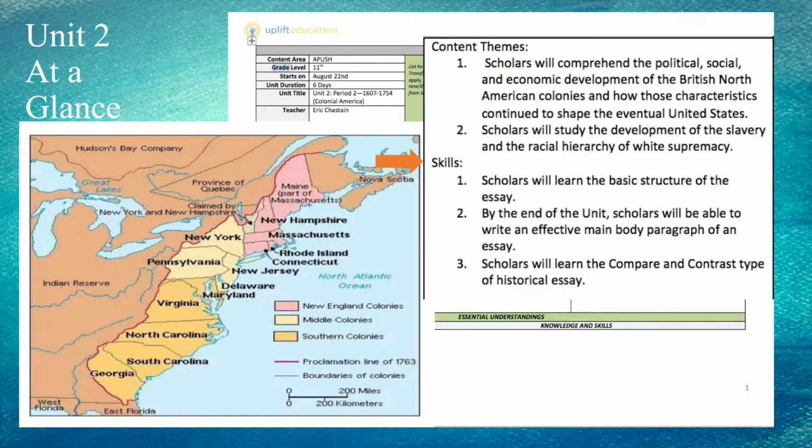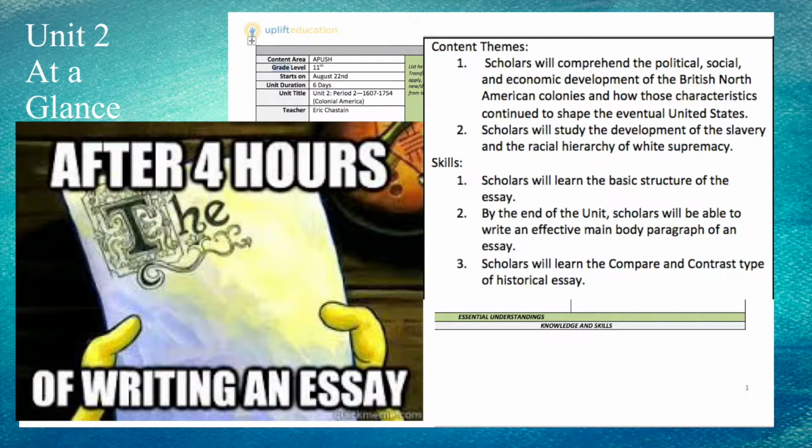Hopefully scholars will be familiar with writing essays from last year. If they are not, this will act as an introduction to essay writing for those who need it, as well as a reteach for those already familiar with the process. The last Unit 1 lesson ended with introducing the thesis. While we will still be working on the thesis in this unit, as well as the whole year, we will also be going over how to write an effective main body paragraph.